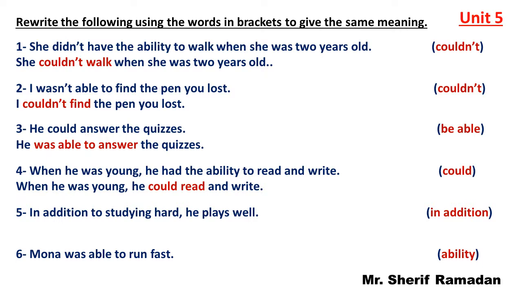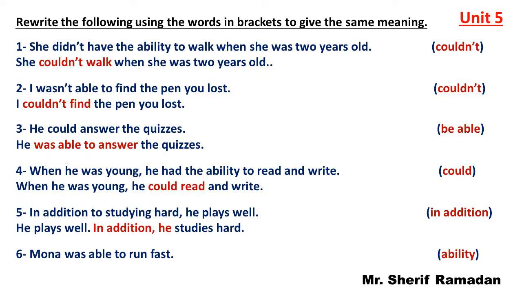Number 5. In addition to studying hard, he plays well. يعني بالإضافة إلى المذاكرة بجد هو كان بيلعب كويس. استخدم in addition بس من غير in addition to. نخلي بالنا من استخدام in addition فقط كرابط. بقول he plays well واحط فول ستوب وأقول بالإضافة إلى ذلك. يبقى in addition احط كوما وأجيب جملة مكونة من فاعل وفعل. أقول in addition he studies hard. الجملة في المضارع لأن الجزء الثاني برضو في المضارع. يبقى he plays well. In addition, he studies hard.